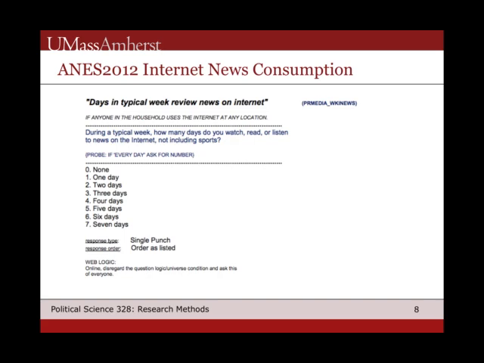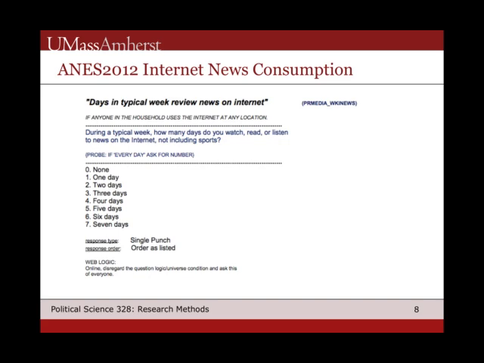So what might, for example, a variable look like that we were going to think about mean and variance on? The one we're going to talk about today is days in a typical week that you review news on the internet. And the categories that you can give are none, 1 day, 2 days, 3 days, 4 days, 5 days, 6 days, 7 days. Now, what's nice about this, as you might be able to see, is that it's actually probably closer to a ratio variable than many we might get in political science, because 0 actually has meaning. It means they have no newspapers.